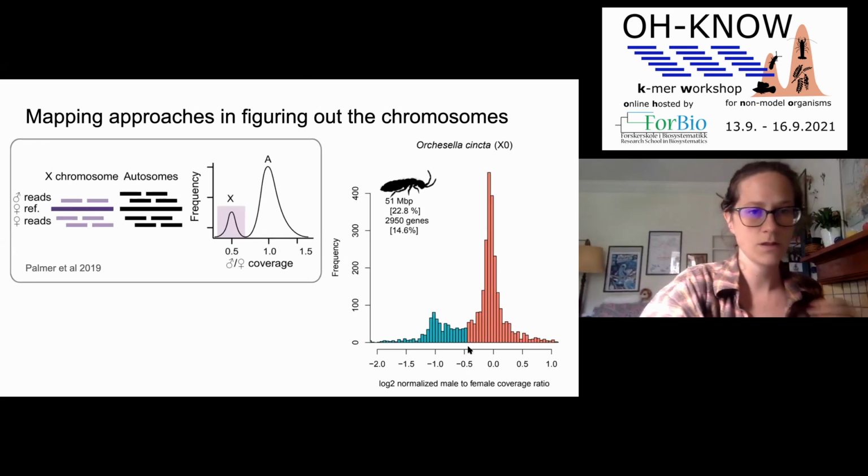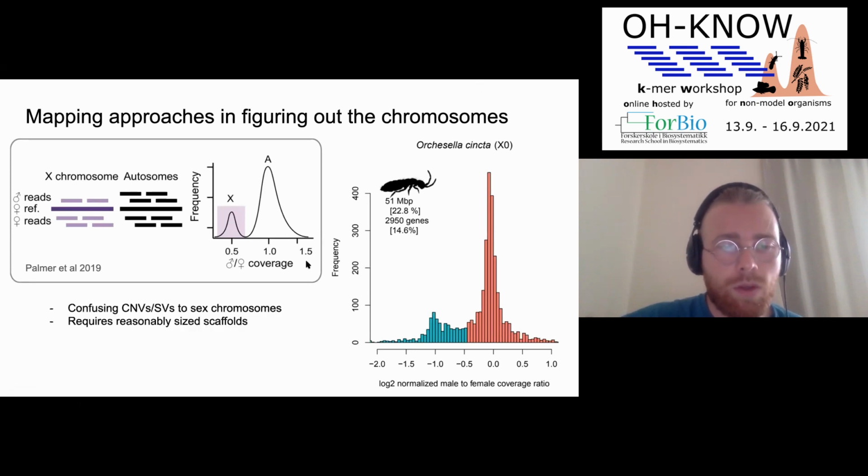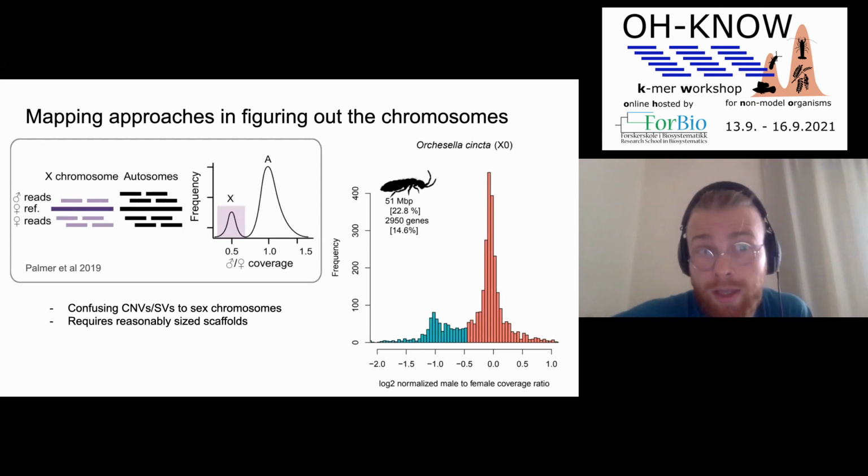So here I wanted to say that this method, although it is certainly powerful, and I would not discourage people from using it, I don't think on its own it's giving us enough power to figure it out everywhere. The disadvantages are that it's also confusing copy number variations and types of structural variations with sex chromosomes. If you have a male that has a deletion on autosomes, it will just pop up as X-linked if you have just one male and one female.